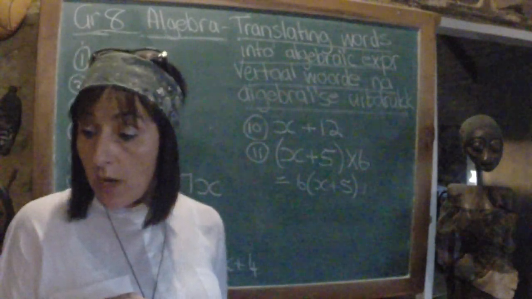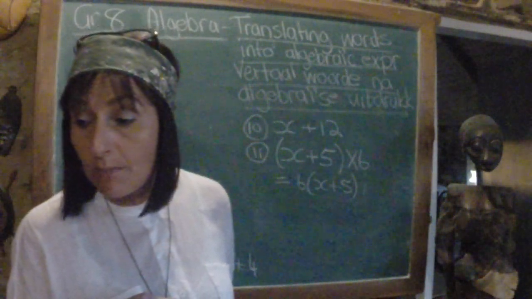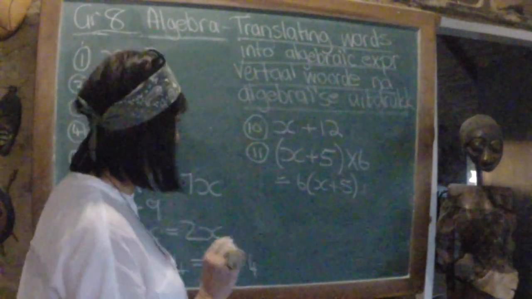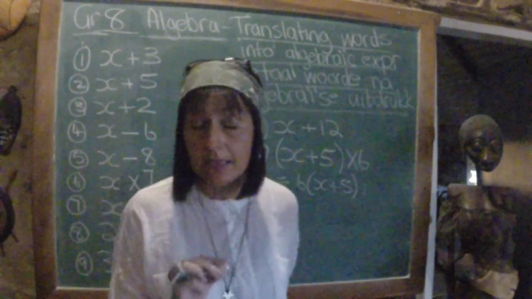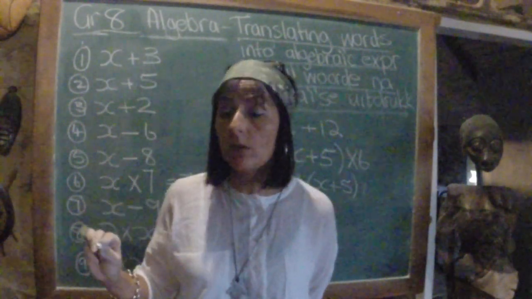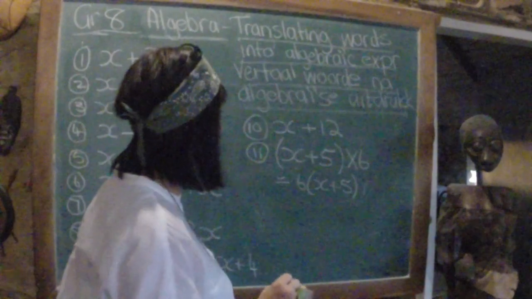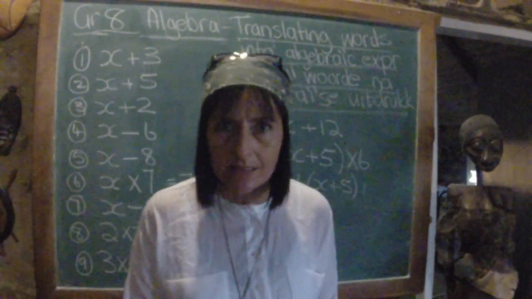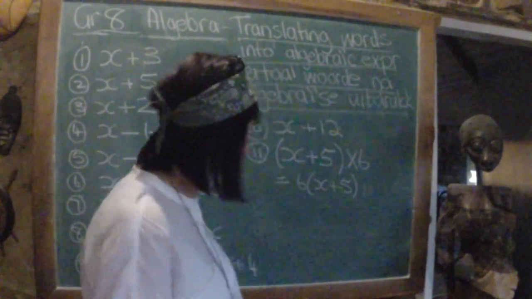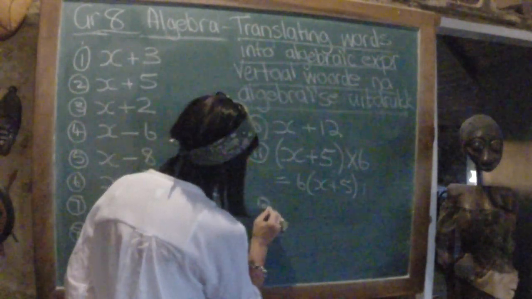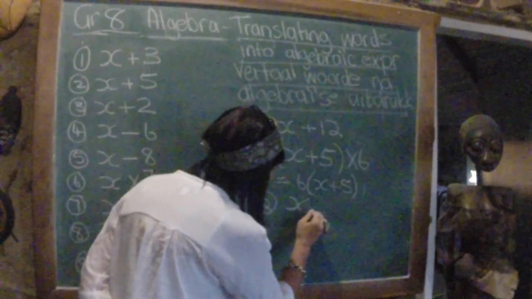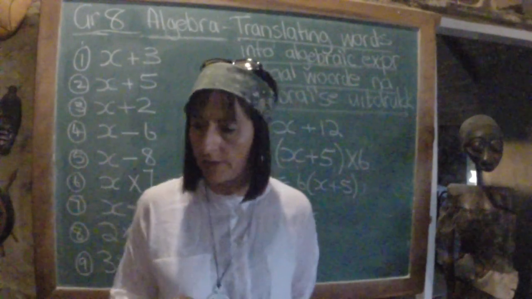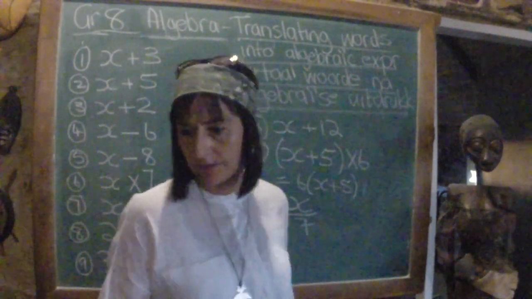The quotient when a certain number is divided by 7. Die quotient as 'n sekere getal gedeel word met 7. Onthou, die woord quotient is die antwoord van 'n deelsom. So as ek 'n sekere getal deel met 7. Certain number divided by 7 gives me that quotient.